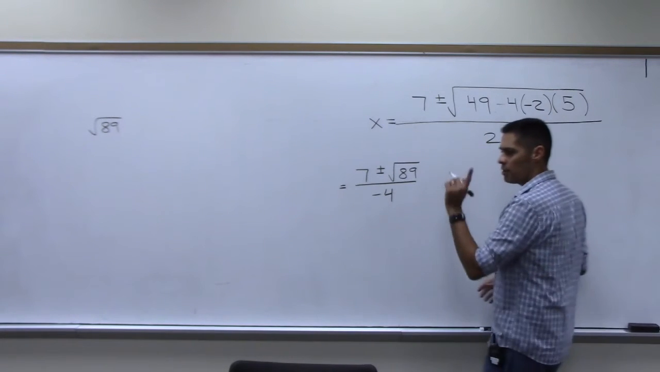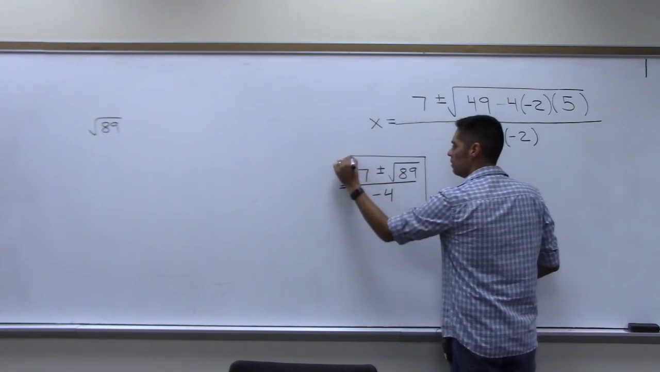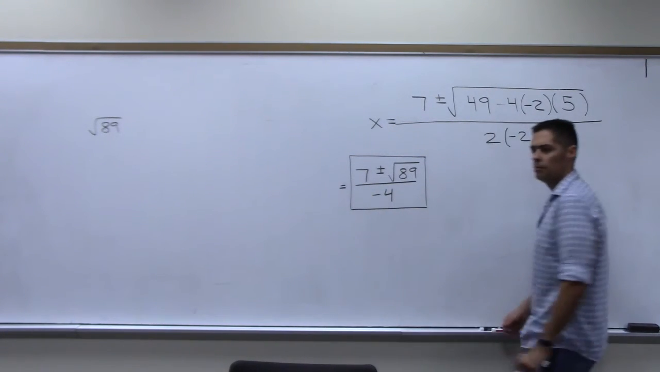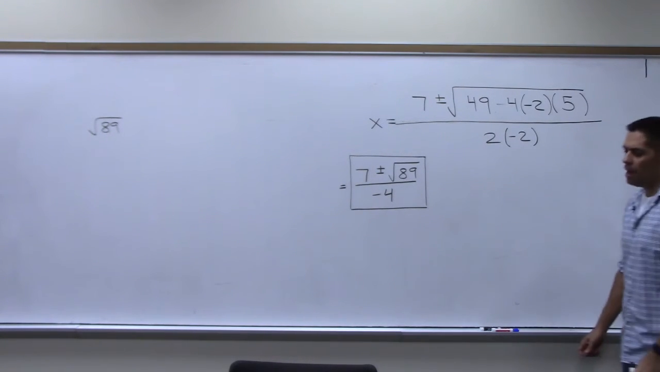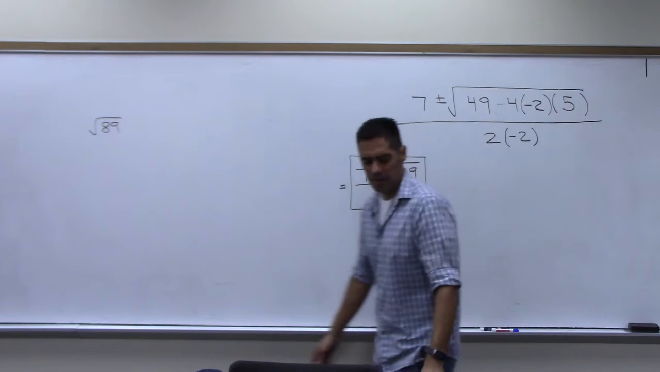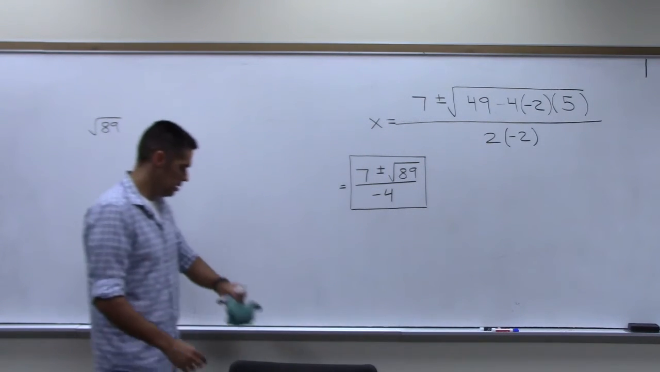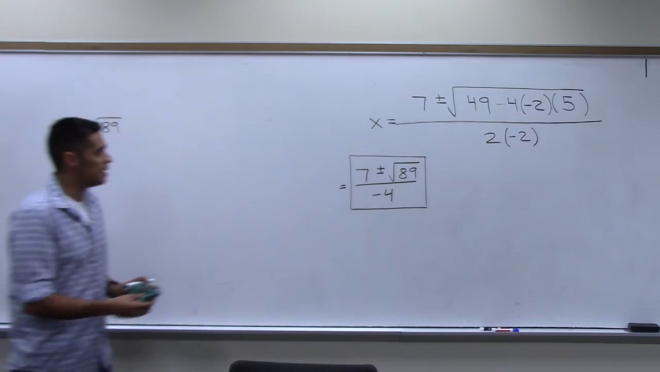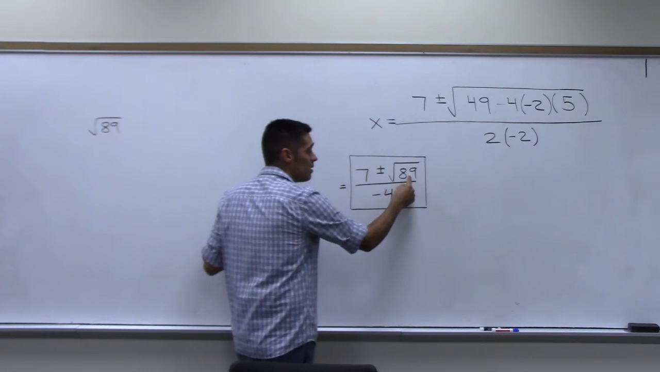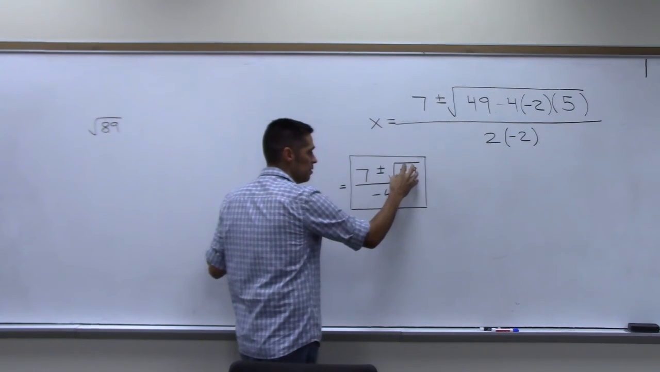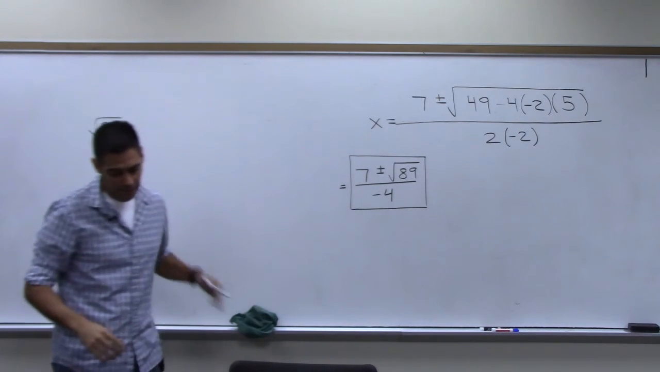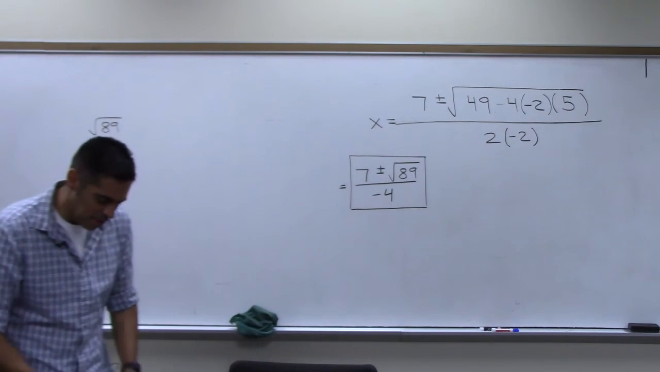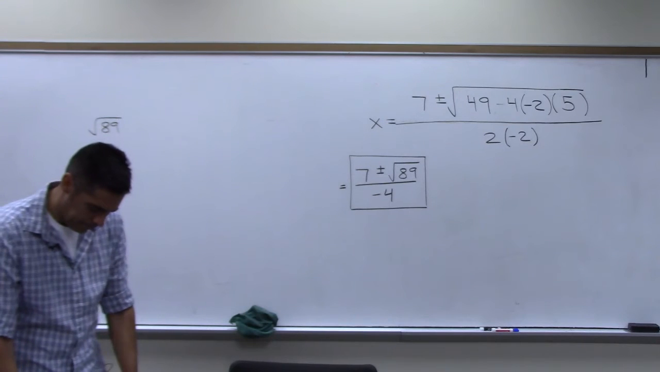This for today is our answer. Now I realize that it doesn't even look like it's a number or two numbers, but it is. We could take, on our calculator, we could do the square root of 89, get a decimal, and then we could do 7 plus that and then divide. We're going to pick up where we left off next class, but let me tell you what you should do for homework.